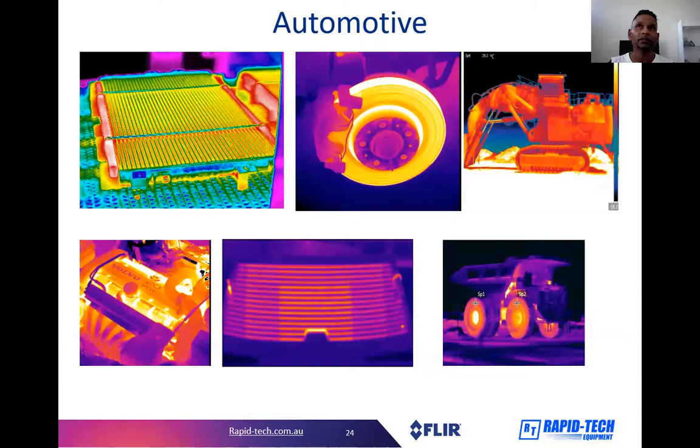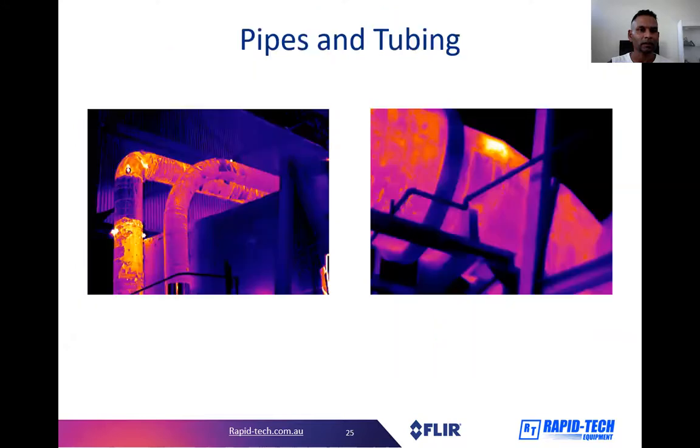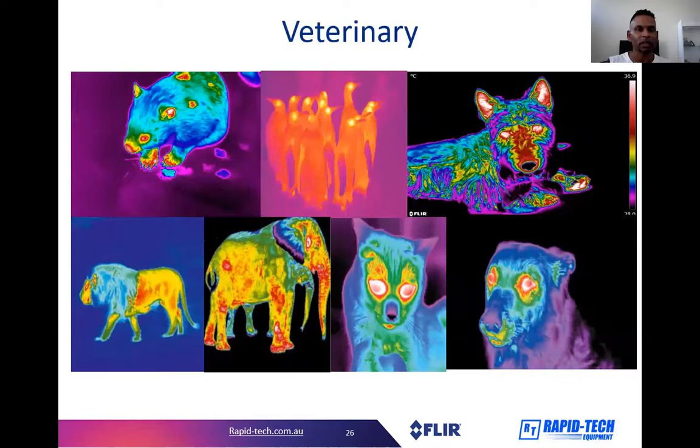Again, automotive, so used mainly in the automotive industry. So it's another application there. Pipes, seeing deterioration of pipes or any tubings. These are just some examples. In the medical industry as well, we can use these to look at body temperatures.